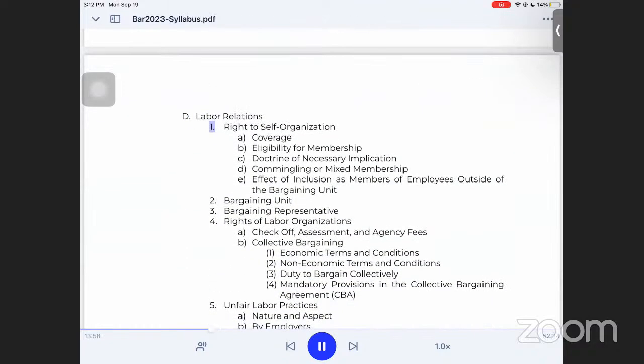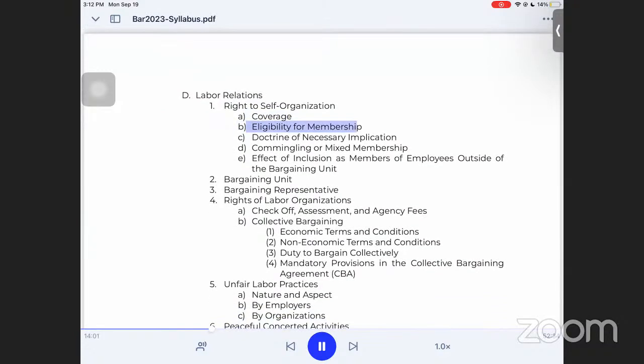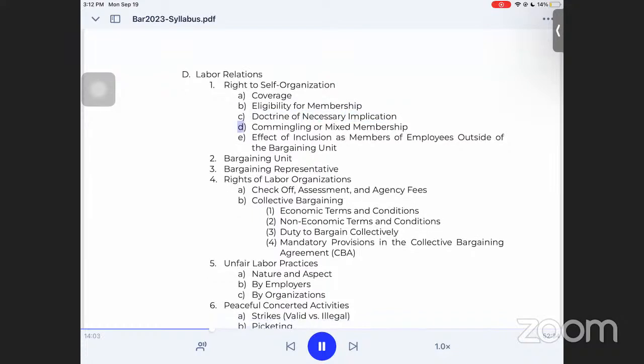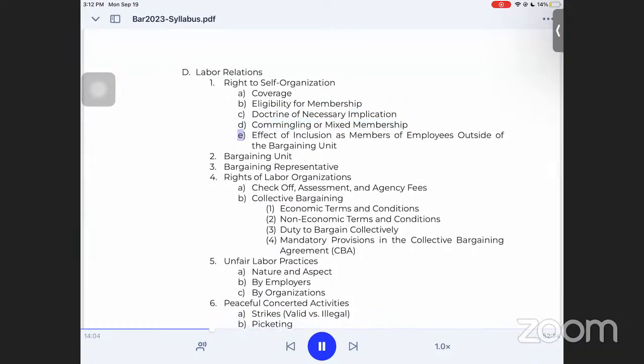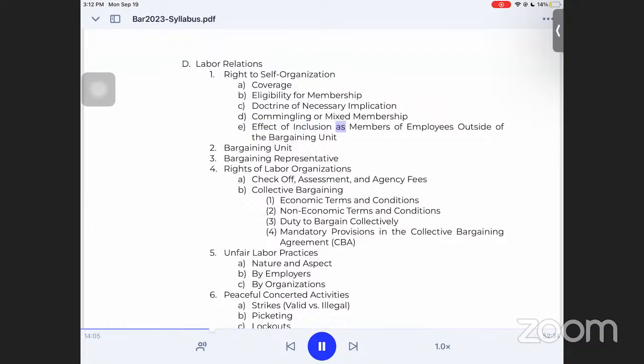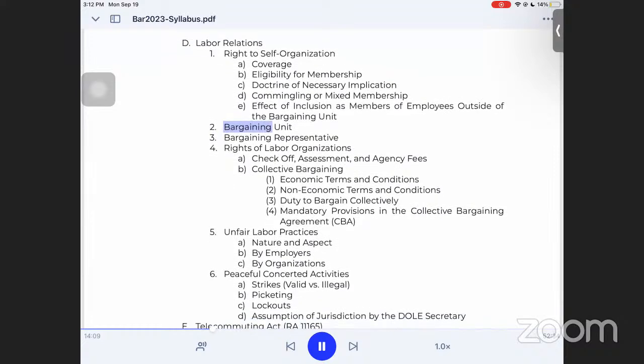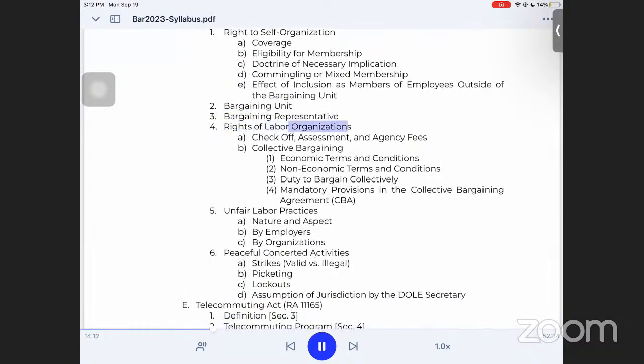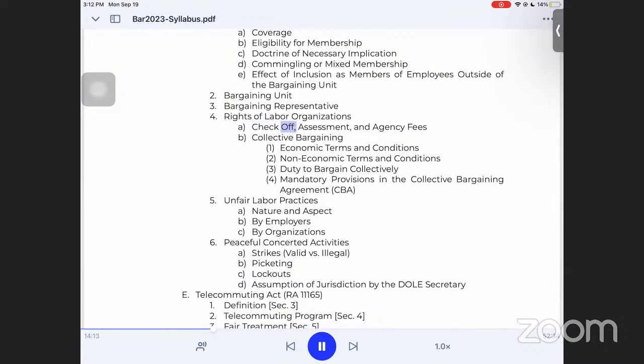D. Labor Relations. 1. Right to self-organization. A. Coverage. B. Eligibility for membership. C. Doctrine of necessary implication. D. Commingling or mixed membership. E. Effect of incorporation of employees outside of the bargaining unit as members. 2. Bargaining unit. 3. Bargaining representative. 4. Rights of labor organizations. A. Check-off, assessment, and agency fees.